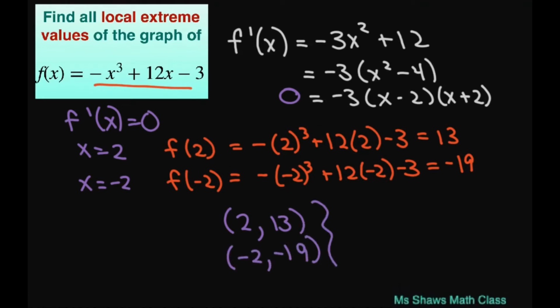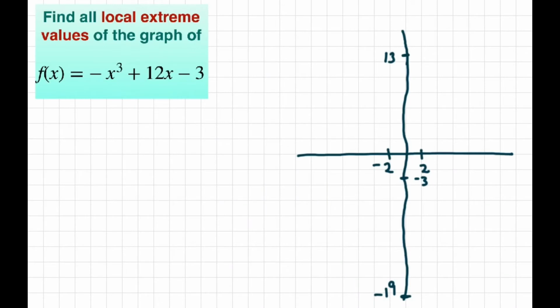What we have to decide is which one's local min, which one's local max. One way to do it is to graph the function. So we already know at negative 2, we were at negative 19, so that's down here somewhere. Our y-intercept is negative 3, and at 2, we're at 13. So this is just a little sketch. You have to know your graphs, and that it's a cubic function that's negative. So since it's negative, the end behavior is like that. It means we're starting basically up in quadrant 2 and ending in quadrant 3.